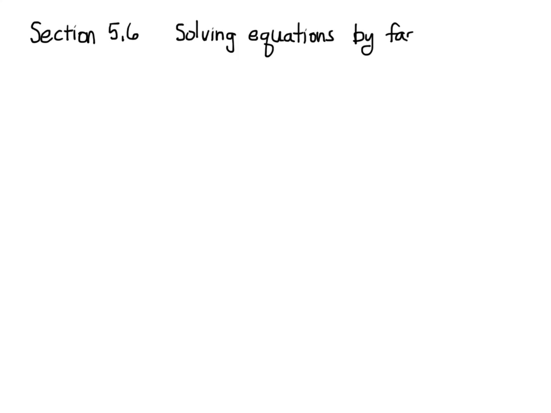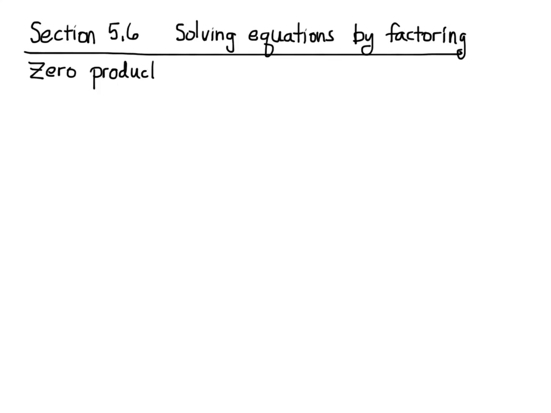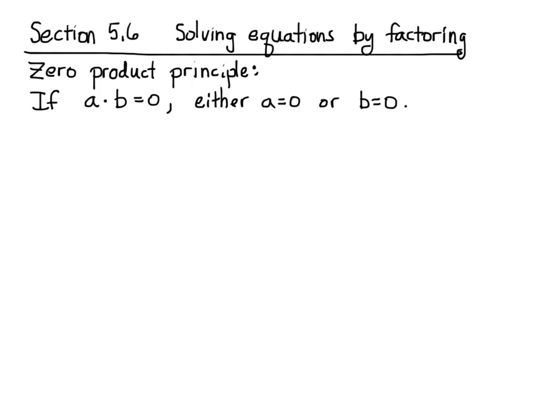All right, so we're going to switch now. Why is factoring useful? One of the things that we can do with factoring is that we can solve equations. We have this thing called the zero product principle. This says that if we have two things that multiply each other that equal 0, one of them has to be 0. A times B equals 0. Either A or B is 0.